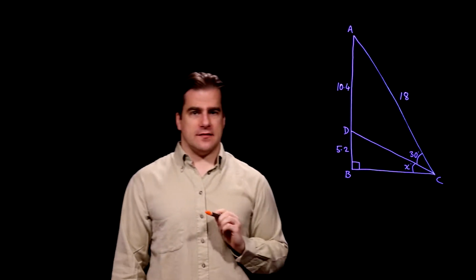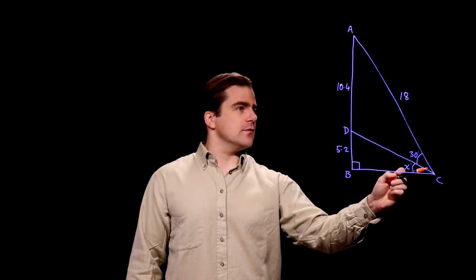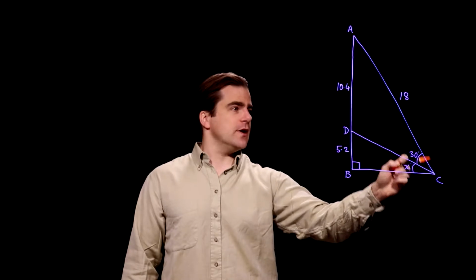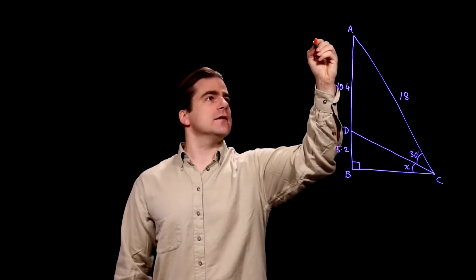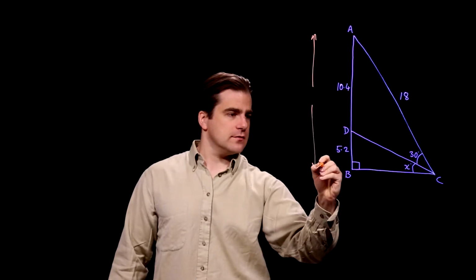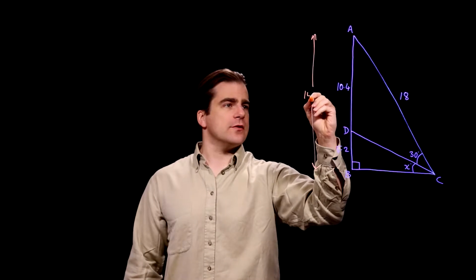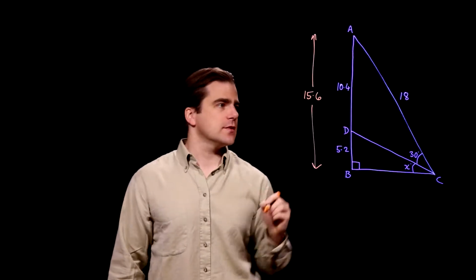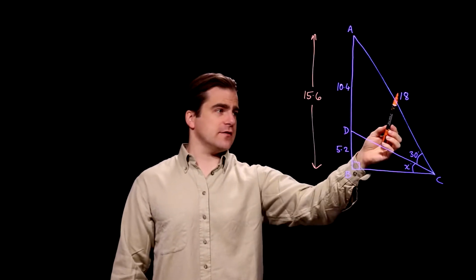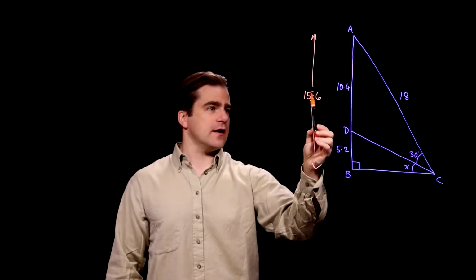We need to work out BC. To do that, we need to look at the big triangle, because we know that side and we know this side. This side is 10.4 plus 5.2, which is 15.6. So we can use Pythagoras' theorem to work out this side, because we know that and that.